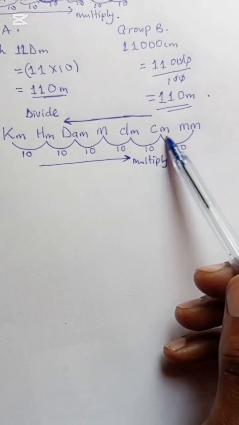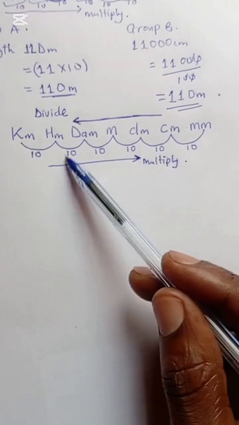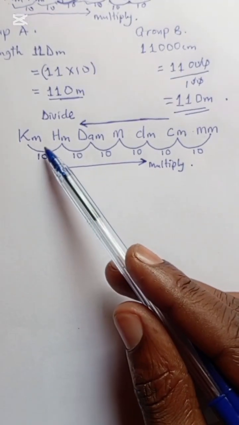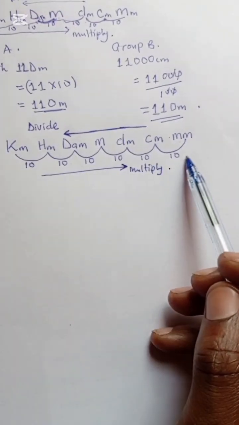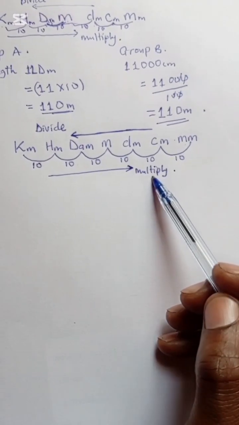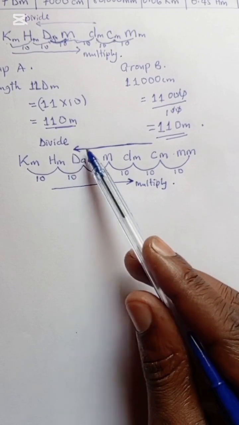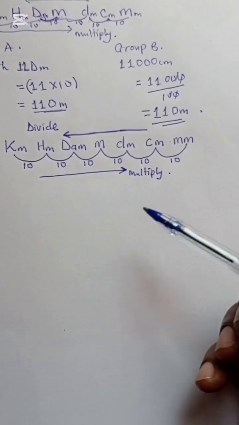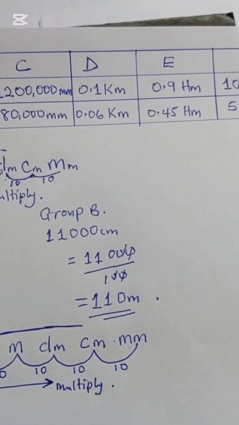In between the units, there are 10, 10, 10, 10, 10, 10 variations. And I'm saying that if you are converting a bigger unit from this side, taking it to that side, which is a smaller unit, we shall multiply. And when you are taking it from the smaller units to a bigger unit, we divide, depending on the variation in between them.